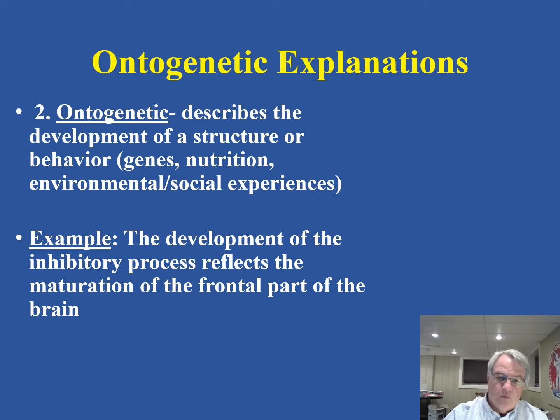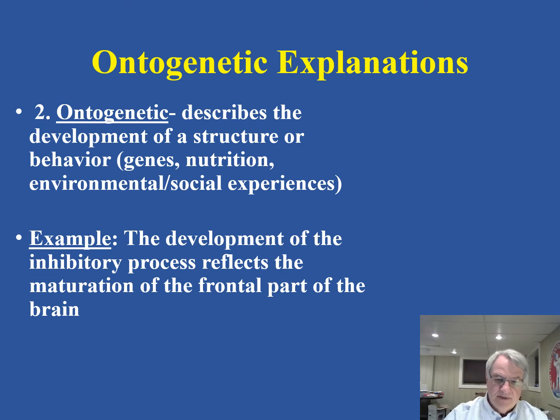A second level of explanation is what we call the ontogenetic explanation, and what we mean by this is we want to know about the development of behavior and how that's related to the development of the anatomy of the brain. We want to know about genes. We want to know about how nutrition impacts these things. We want to know about how the environment influences our behavior, the social experiences that we have. So this is called the ontogenetic level of explanation.